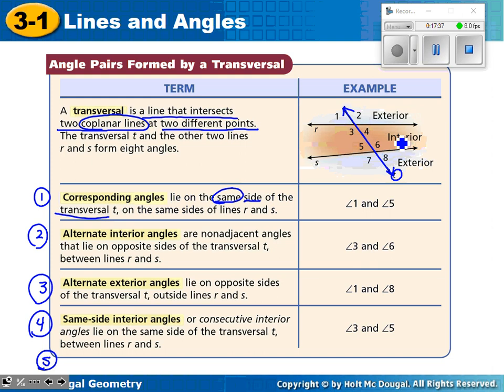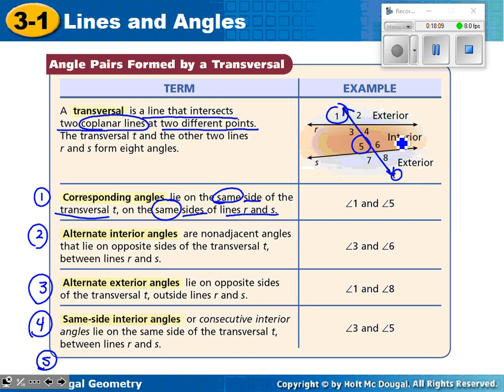So when you look at the transversal here, there's a left side and a right side. For them to be corresponding, they have to both be on the left or both be on the right. And they have to be on the same side of the lines, R and S. So in other words, they either have to both be above lines R and S or they have to both be below lines R and S. So for example, they give you angles 1 and 5. They are to the left of the transversal and they are both above the lines. Do you see how those are corresponding?